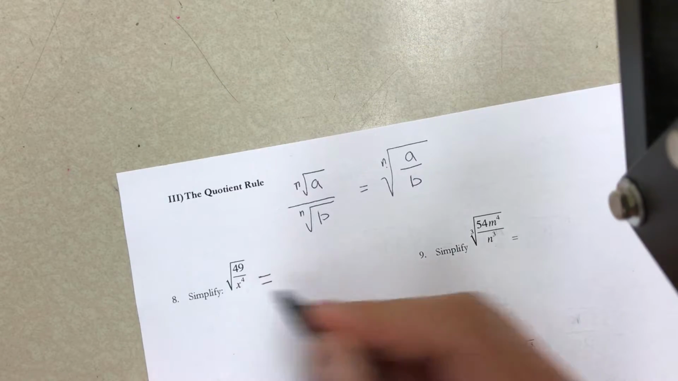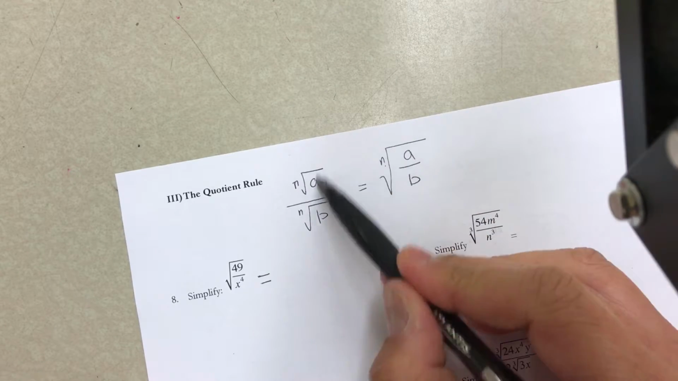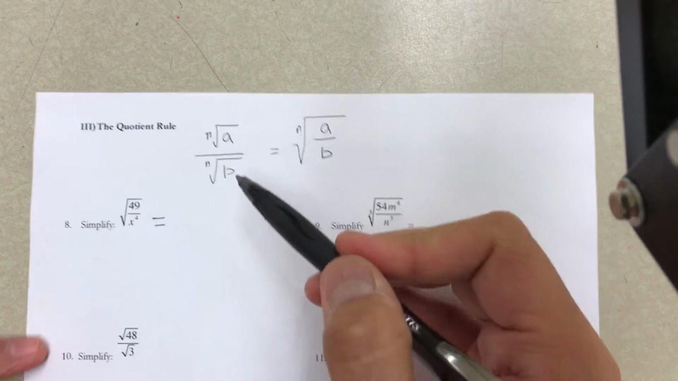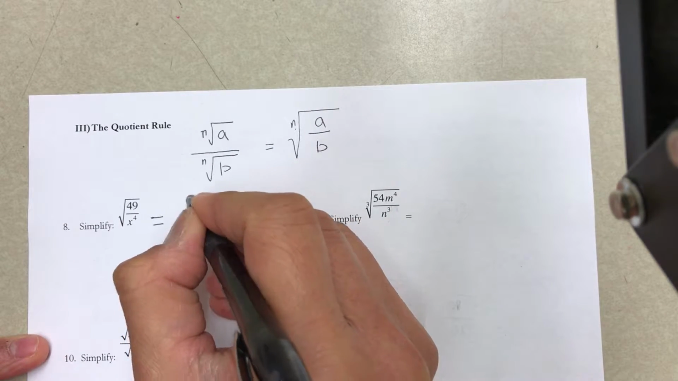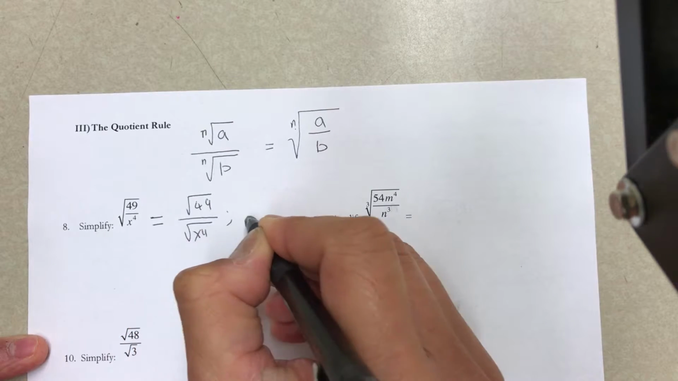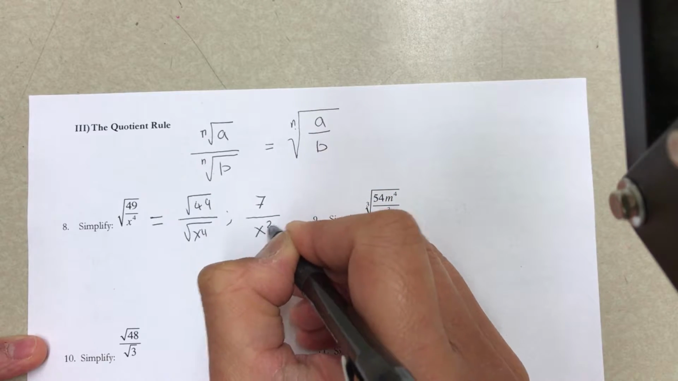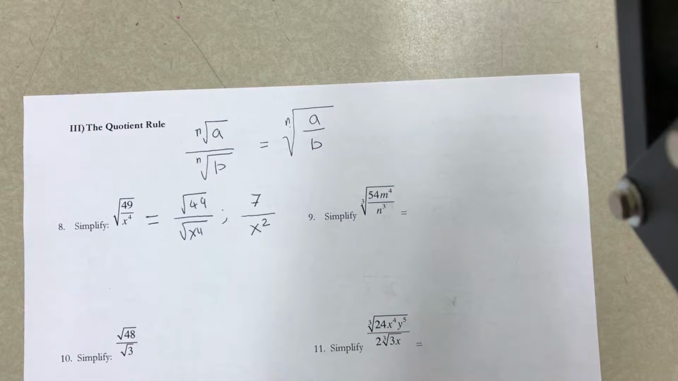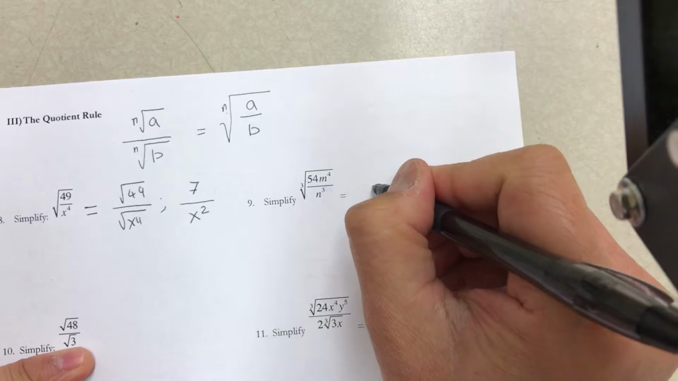So if I want to simplify this radical, then what I have to do is go from this step to separate them into two radicals, and then I'll simplify them. So here's what I mean. This becomes the square root of 49 over the square root of x to the fourth. The square root of 49 is 7. The square root of x to the fourth is x squared, because there are two sets of x squared in x to the fourth. And we're done.